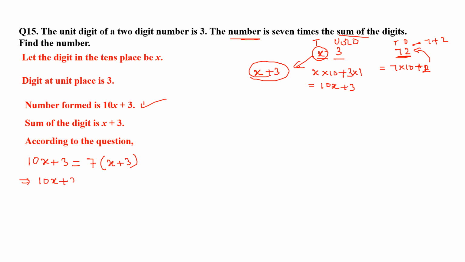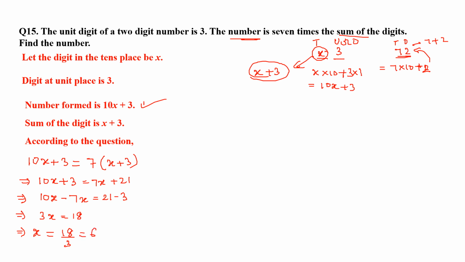So 10x plus 3 equal to 7x plus 21. Then bring the variable to one side. So 10x minus 7x equal to 21 minus 3. 10 minus 7 will give you 3x equal to 18. Transpose 3 to the other side. Multiplication will change to division. So it will be 6.